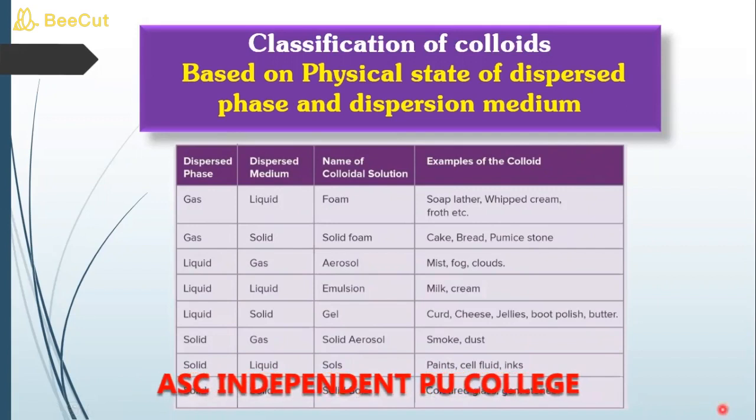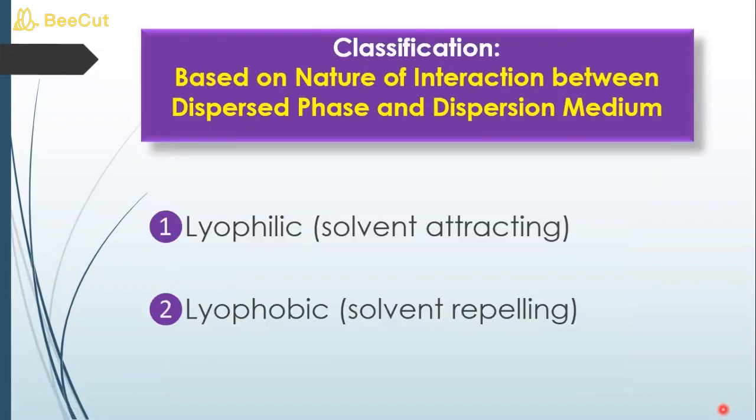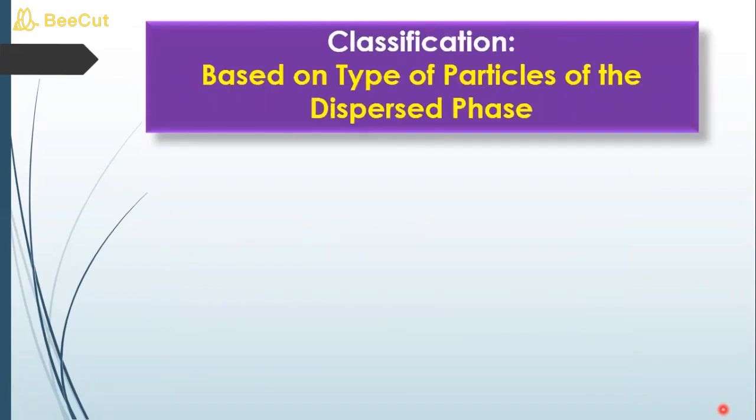The second classification was based on the nature of interaction between dispersed phase and dispersion medium, under which we have seen lyophilic colloids and lyophobic colloids. In continuation with all these things, today we are going to learn about the third classification of colloids, which is based on the type of particles of the dispersed phase. There are three types.